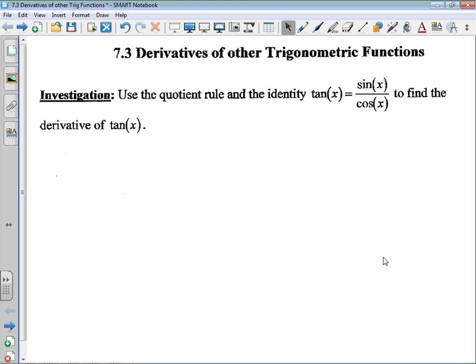Reciprocal trig ratios are nice to use because if we can write it as a single trig ratio, it actually makes an application problem a lot easier. The way that we're going to do this is we're going to go back to some of our classic techniques, being the quotient rule for the most part, and look at how we take the derivative of tan x.